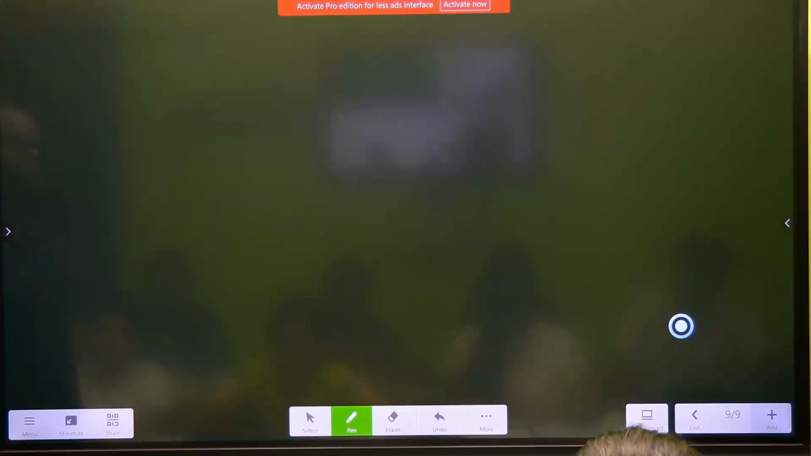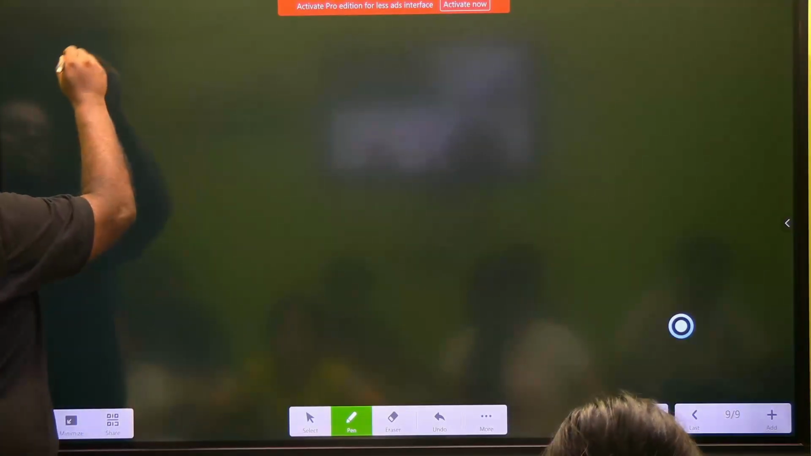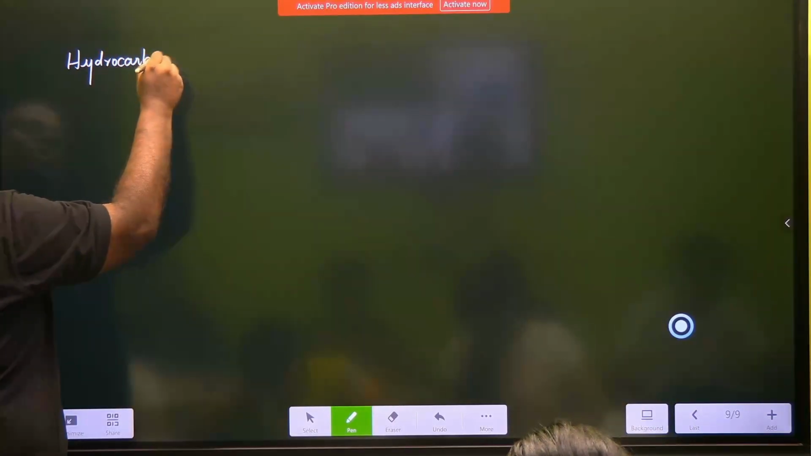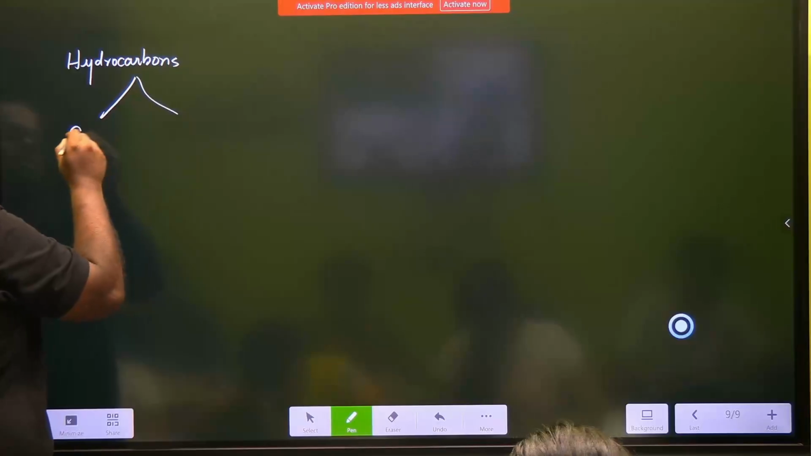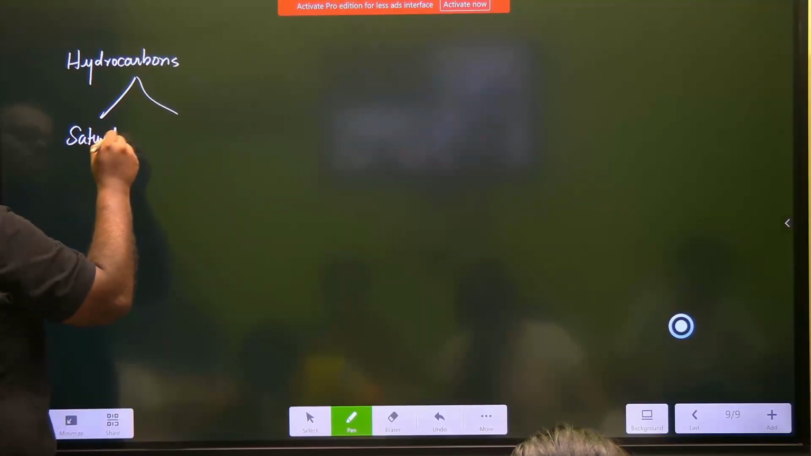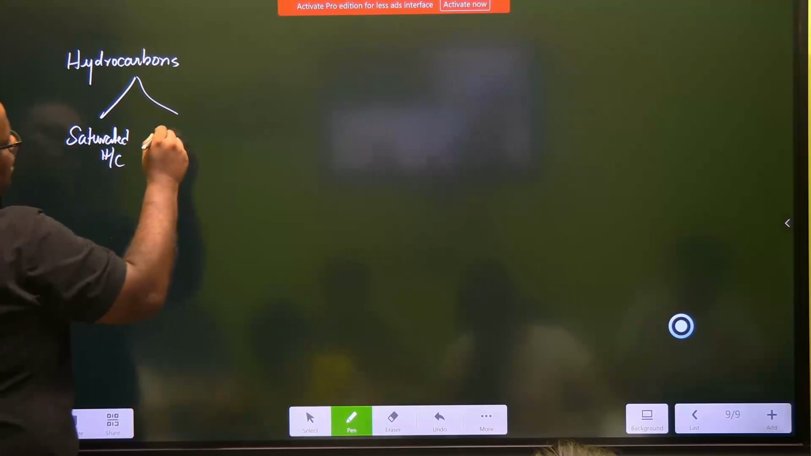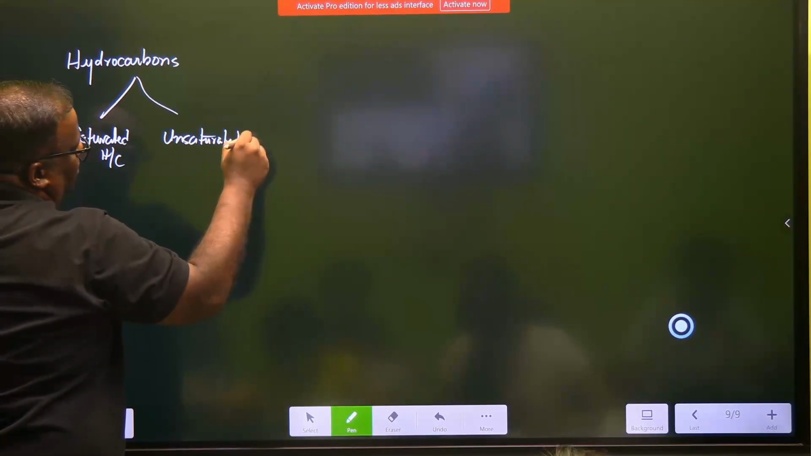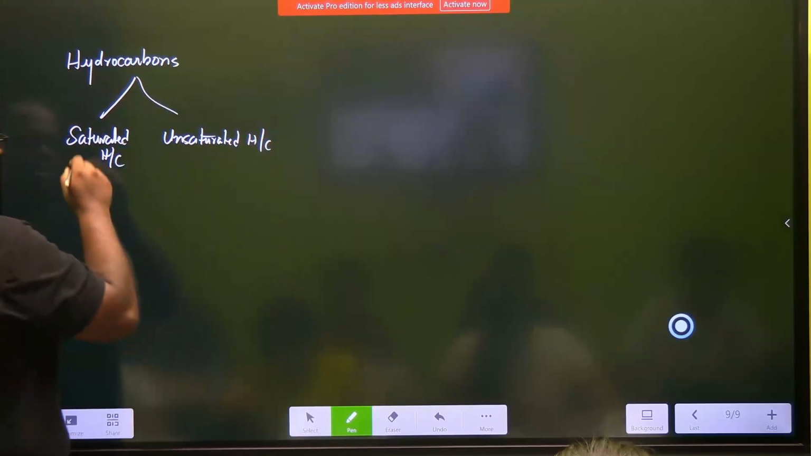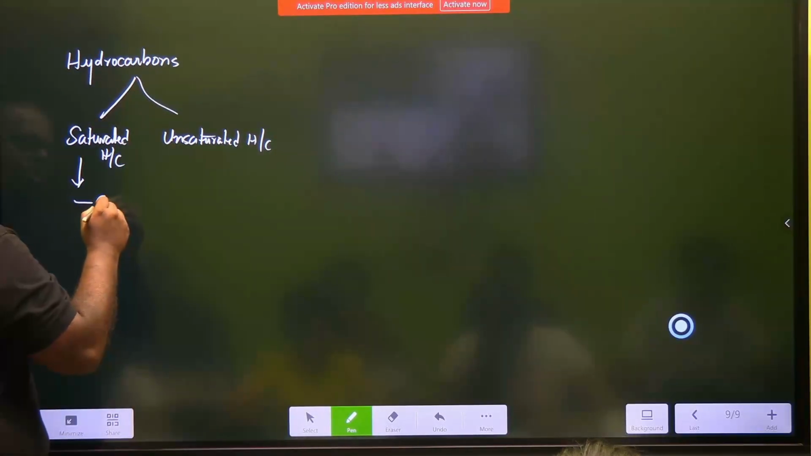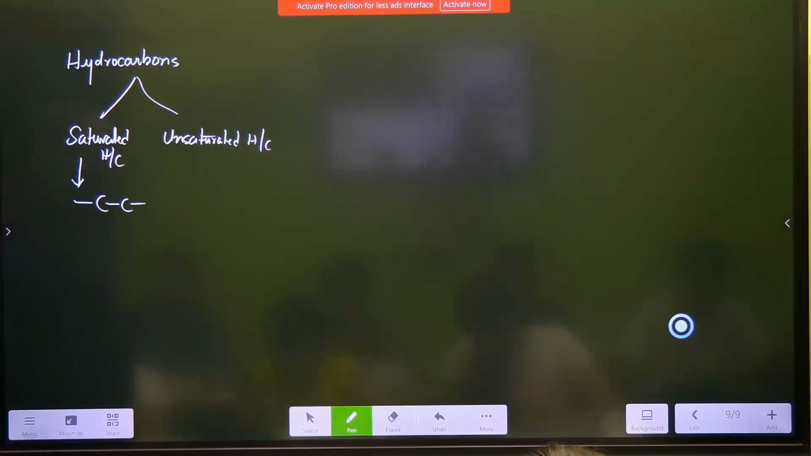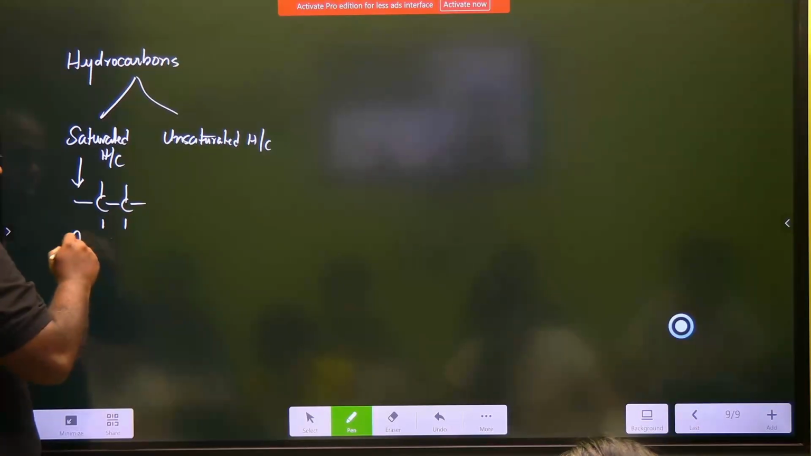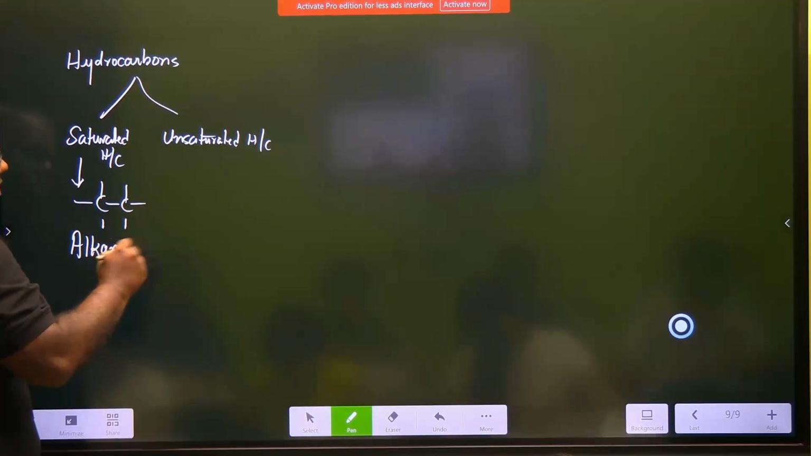Chalo. So, a little bit of recap. We are studying what is known as hydrocarbons, and hydrocarbons can be classified into two heads: saturated hydrocarbons, and then we have one more called unsaturated hydrocarbons. The saturated hydrocarbons are the ones in which between carbon and carbon there will always be a single bond.